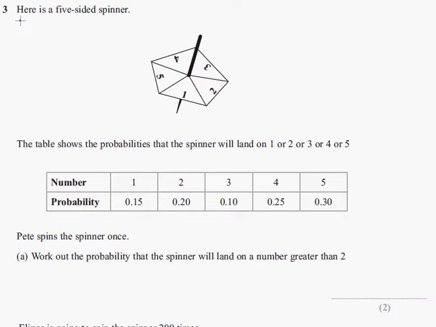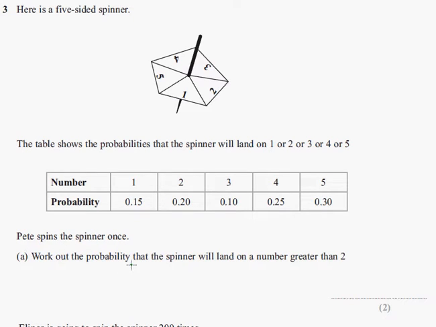Question 3. Here is a 5-sided spinner. The table shows the probabilities that the spinner will land on 1 or 2 or 3 or 4 or 5. So the probability that it's going to land on a 1 is 0.15, land on a 2 is 0.2, land on a 3 is 0.1, land on a 4 is 0.25, and land on a 5 is 0.3. Pete spins the spinner once.